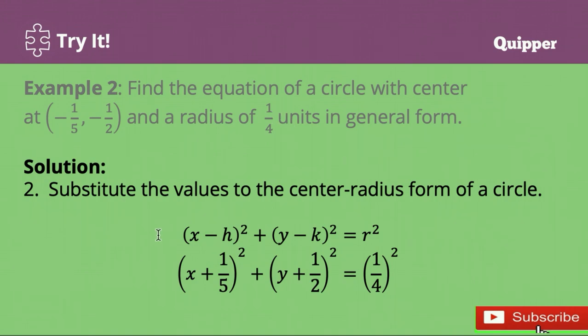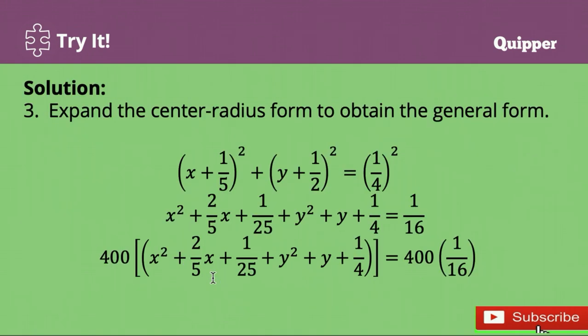From the center radius form, we now have (x + 1/5)² + (y + 1/2)² = (1/4)². We change our operation from subtraction into addition because the value of h is negative and the value of k is also negative. Because negative times negative is positive. That is why we change from subtraction into addition.